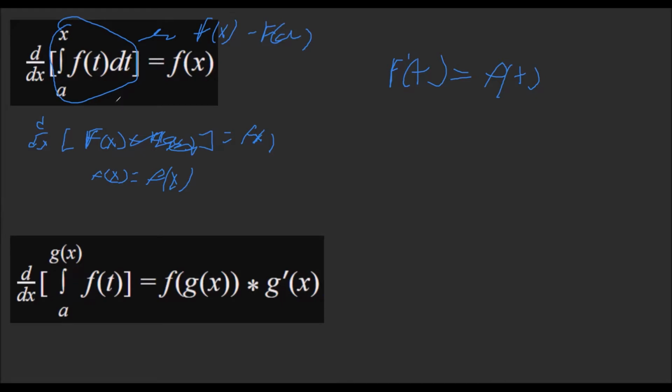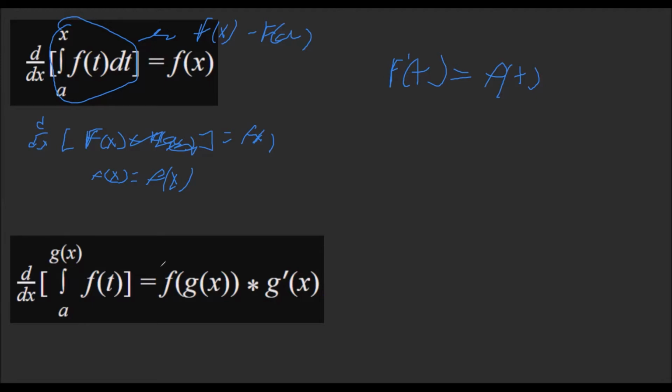Even though it's more specialized, it's much more common. But nonetheless, what you're doing here is you're going through the same process. You're replacing every instance of t with g of x. Same as over here, where you're replacing every instance of t with x, except you're also taking the derivative of g of x.